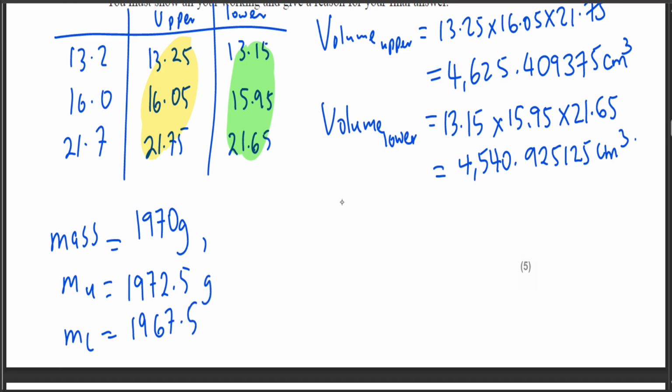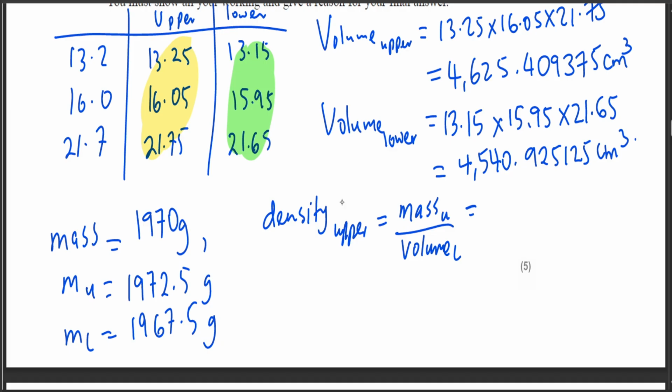1967.5. Okay, now let's see the density upper. So density upper is going to be mass upper over volume lower. So the mass which is upper, you take 1972.5, divided by the lower bound for the volume, which is this one. So divide by 4540, maybe write 925. The least I can do is that.